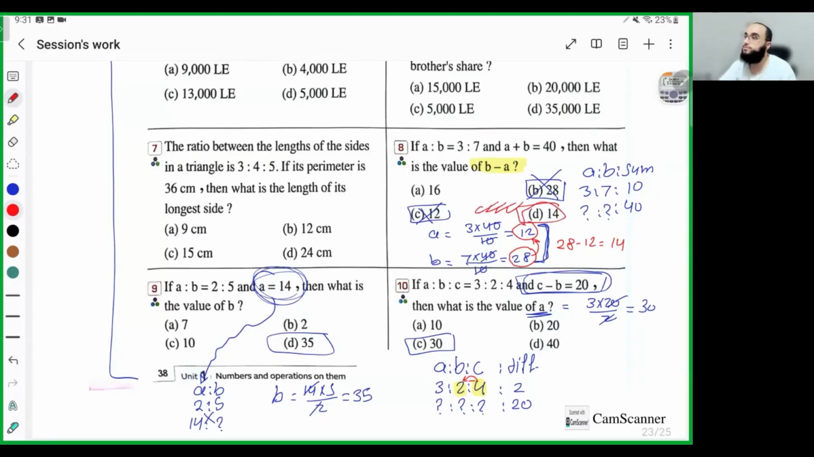You got it? Is it clear? Again, we have the sum. Then it's a sum question. A equals 3 times 40 over 10. B equals 7 times 40 over 10. We get the value of A. We get the value of B. He needs what? He needs B minus A. 28 minus 12. That's it.